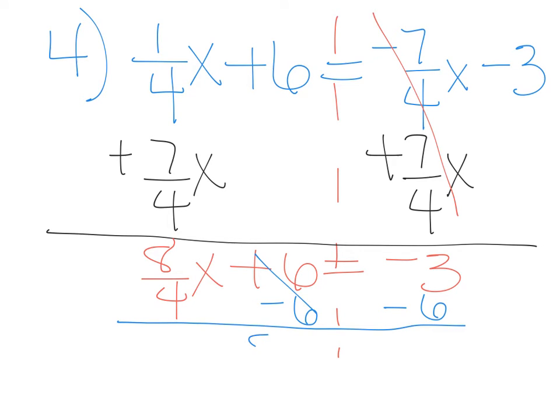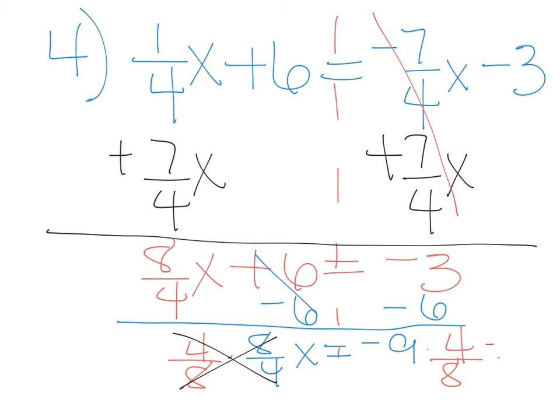And we get 8/4x equals -3 minus 6, -9. Okay? And let's suppose you still don't catch that 8/4 reduces to 2. Well, now all we have to do is multiply both sides by the reciprocal, 4/8. And if we do that, on the left side, everything cancels.